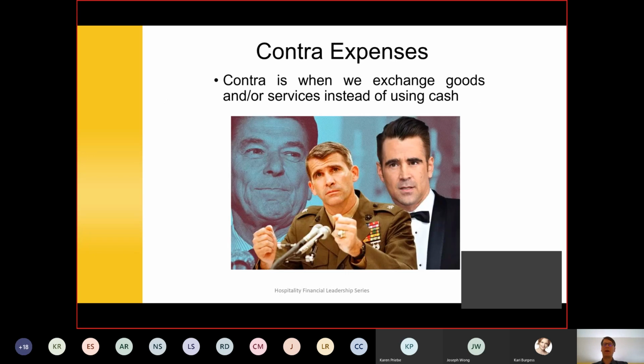So to wrap it up with different types of expense, there's even a contra expense. And I know I'm dating myself here, but if anybody remembers the Contra arms disaster that Ronald Reagan had with Oliver North, they called it the Contra Affair. Contra expenses are actually a simple thing where we don't exchange money for goods and services. We exchange our goods and services.